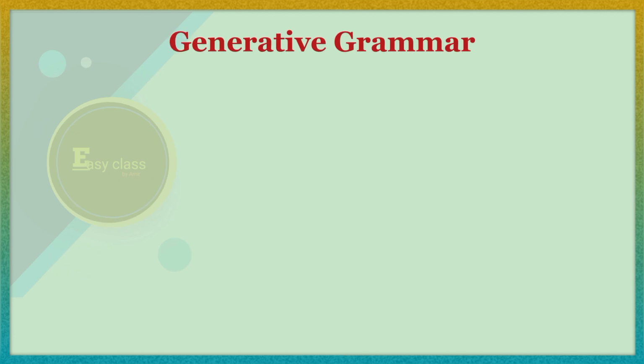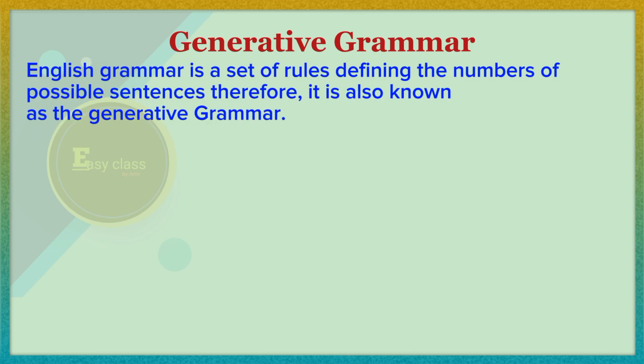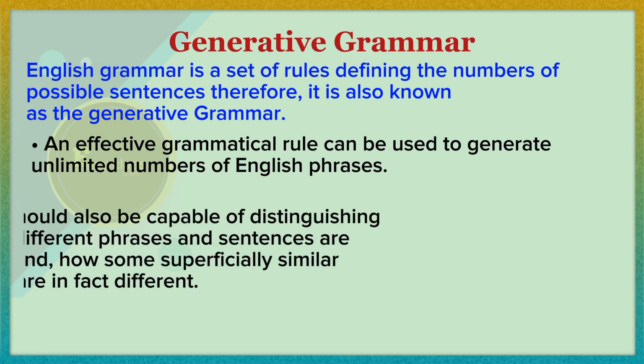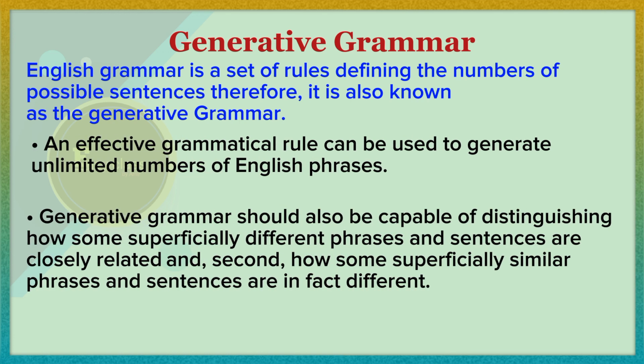Next we have generative grammar. Generative grammar is a set of rules defining the possible sentences in a language. Yule says that an effective grammatical rule can be used to generate unlimited numbers of English phrases.